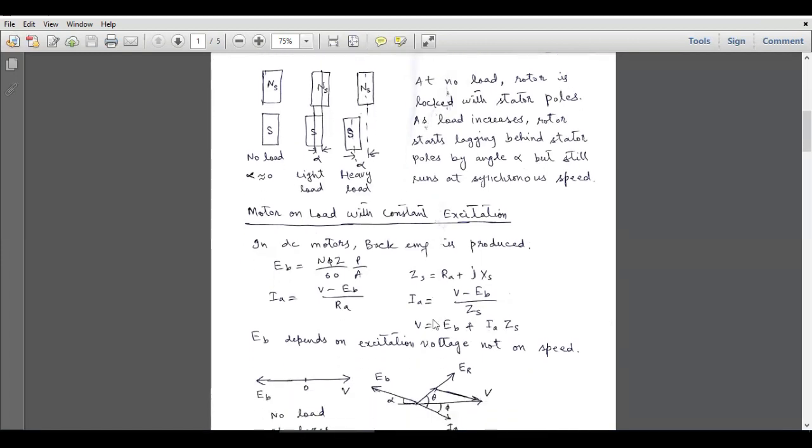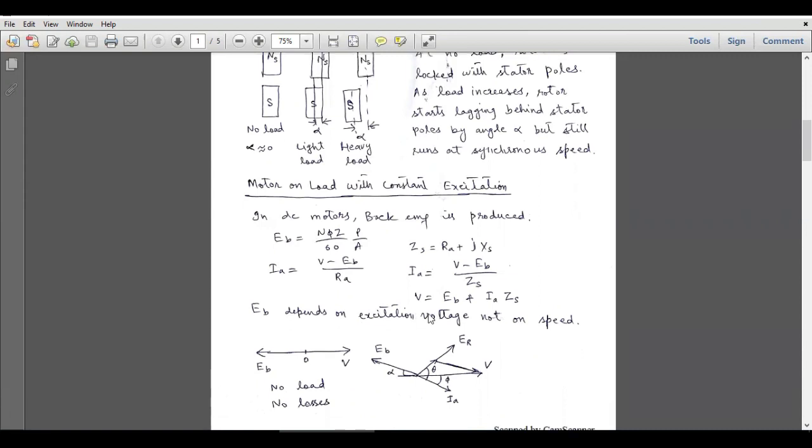And here in DC motors, the back EMF depends on the RPM. So greater is the speed of the rotor, greater will be the back EMF. But in AC motors, the back EMF depends on the excitation voltage, not on the speed. So excitation voltage is the voltage applied at the rotor side to produce the magnetic field. So greater is the applied voltage, greater will be the field current, greater will be the excitation voltage, and greater will be the back EMF.